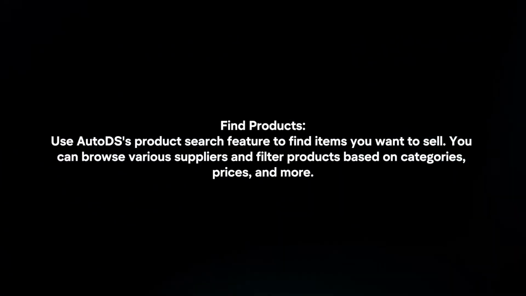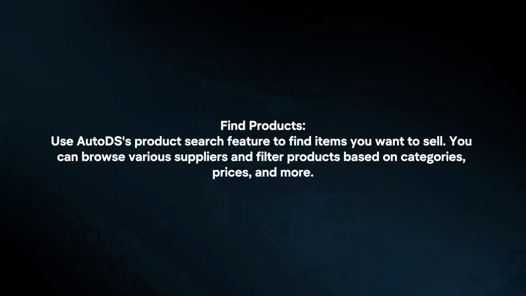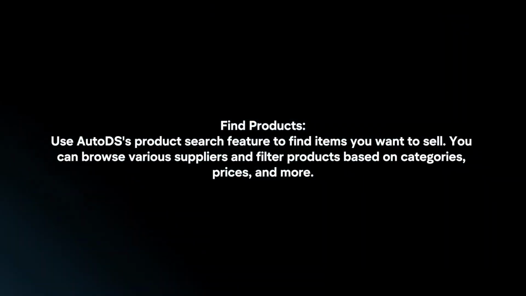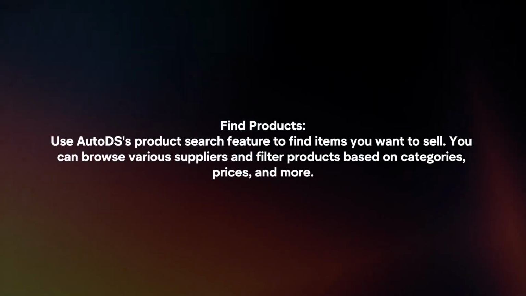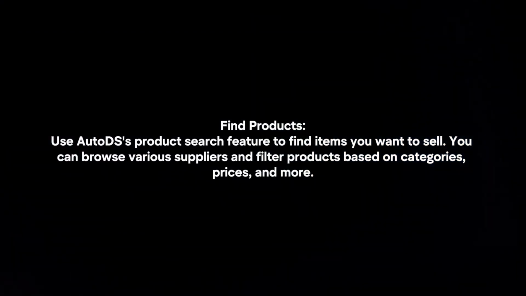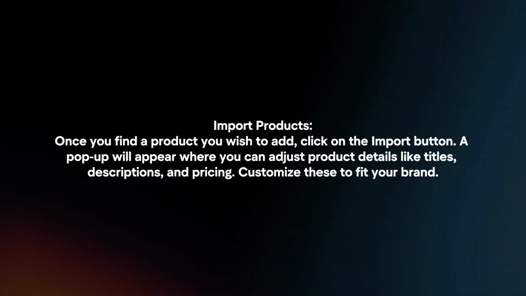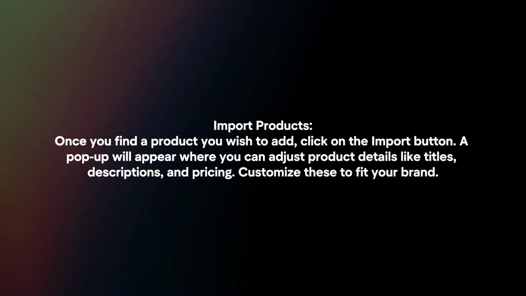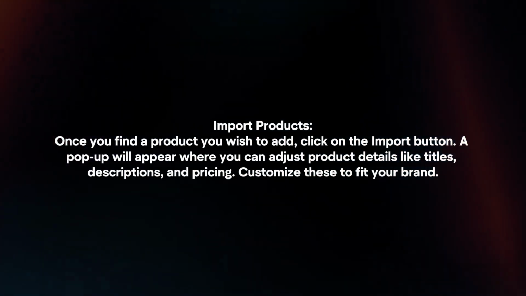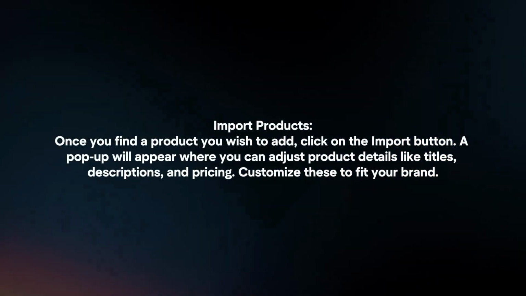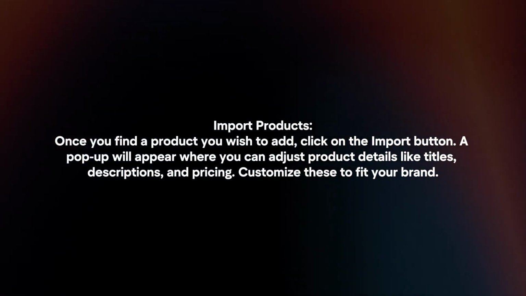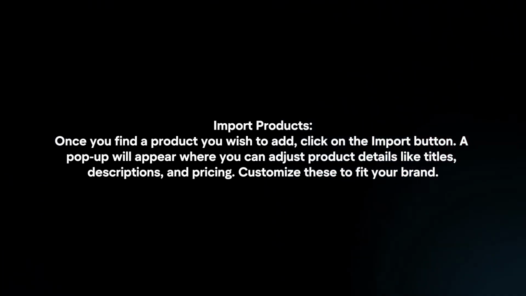Find products. Use AutoDS's product search feature to find items you want to sell. You can browse various suppliers and filter products based on categories, prices, and more. Import products. Once you find the product you wish to add, click on the Import button. A pop-up will appear where you can adjust product details like titles, descriptions, and pricing. Customize these to fit your brand.